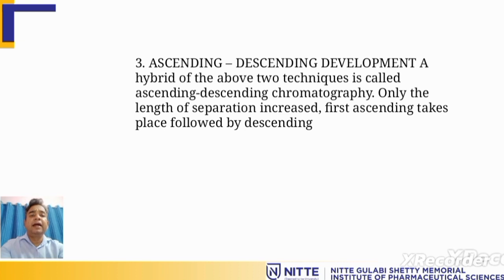Then we have the ascending-descending development technique. In this, both types of development take place. It is a hybrid of the two above techniques which we have discussed, ascending and descending. As the length of separation increases, first ascending takes place followed by descending. This is done in order to have a proper separation when the compounds are closely related.